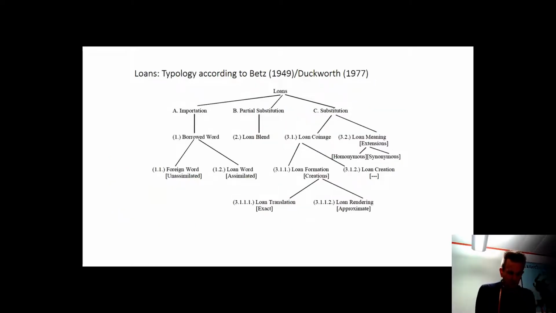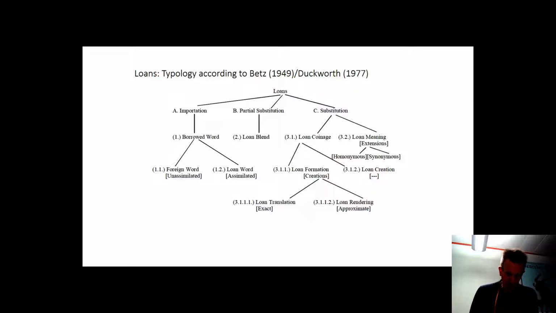In the area of loans, Betz and Duckworth fundamentally differentiate between importation of elements that remain identifiable as foreign words such as cool, partial substitutions such as Coolheit, or borrowings such as New High German Keks, which has been entirely integrated into the target language, and substitution that operates with native language material but organizes it according to foreign language models.